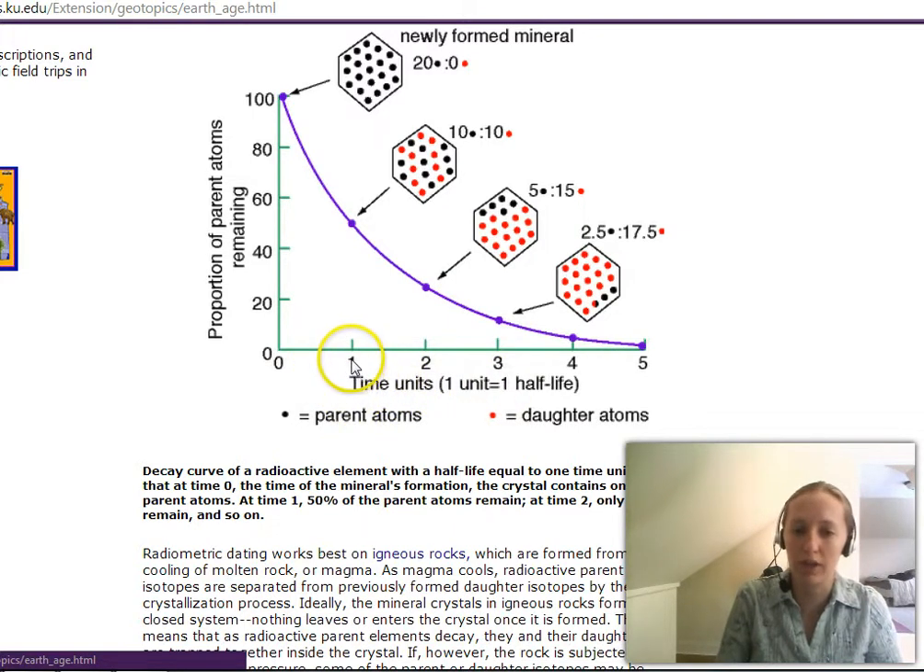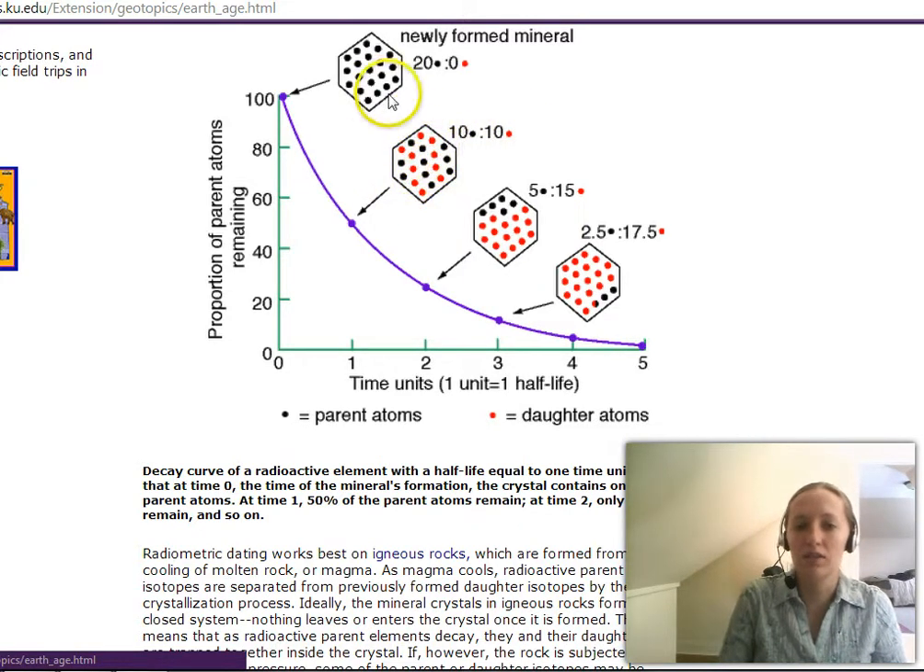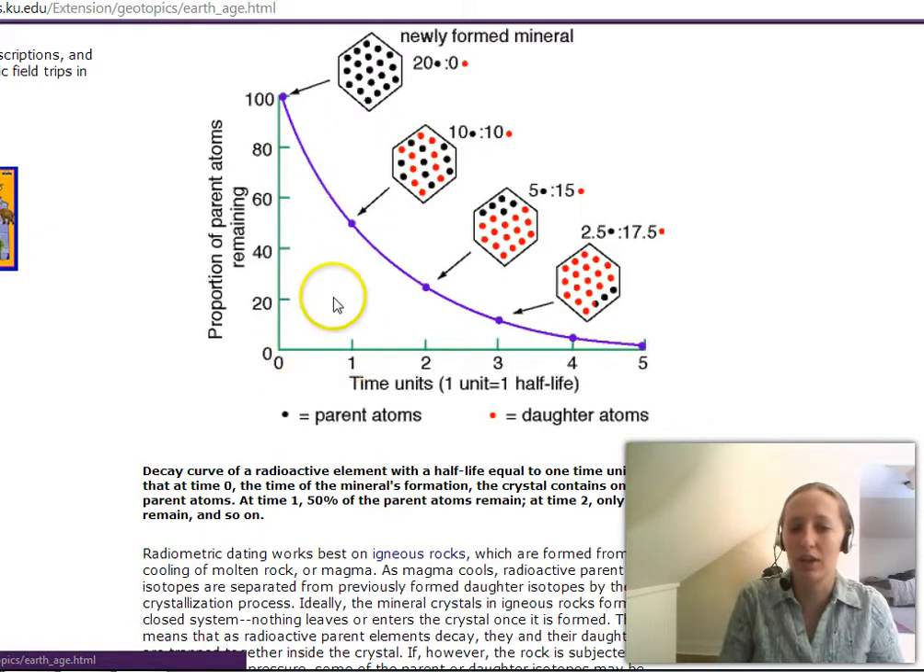So after one half-life, half of these 20 particles will have decayed. So you'll have 10 black particles and 10 red particles. Now, I think the hexagon is supposed to represent a crystal. So this crystal is half as radioactively dangerous as this crystal up here. You've waited for one half-life, you've gone from 20 to 10. So that's divided the amount of radioactive material by half. So your half-life is that length of time that it took for that to occur.